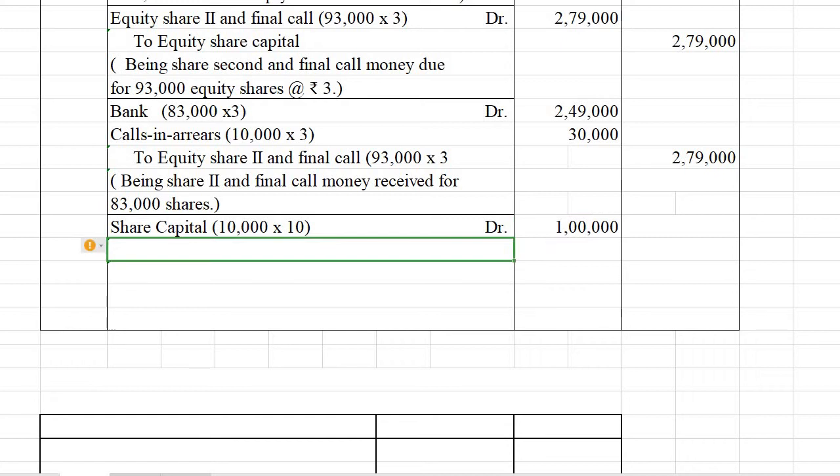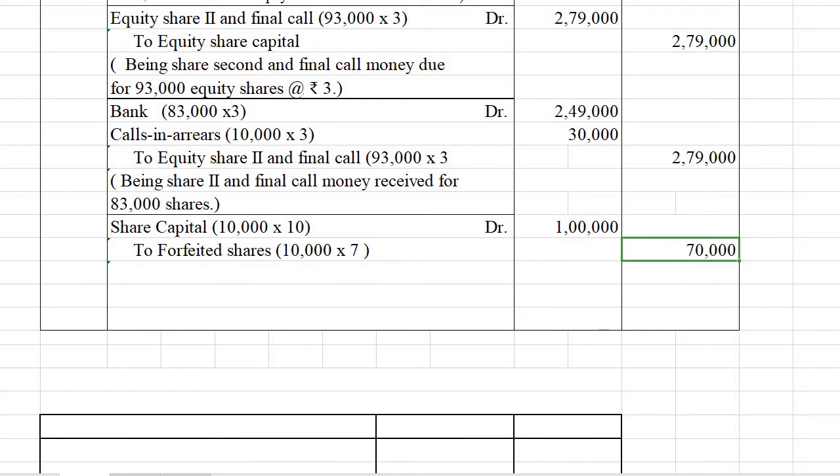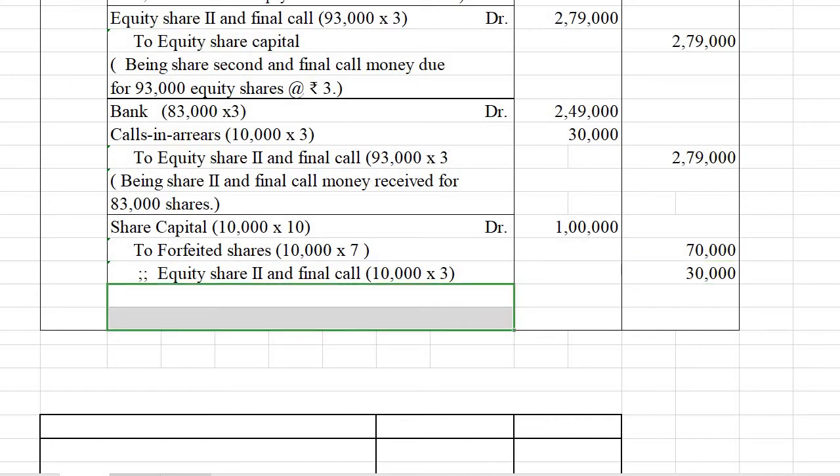Then after that forfeiture share, here there is no need of writing the premium and all because it is already paid, so no need to consider. So to forfeited shares, that means how much money is paid. They have paid 7 rupees each. So to forfeited shares, 10,000 into 7, 70,000. Then after that unpaid money we will write in the name of that call itself. So equity share second and final call, how much? 30,000 rupees. Then let us write the narration.